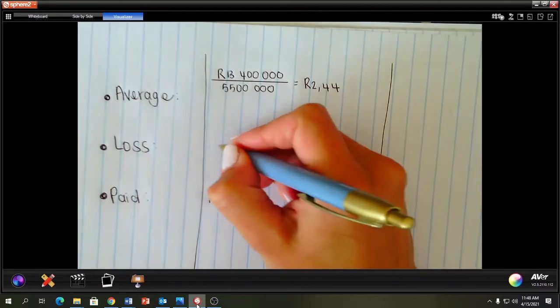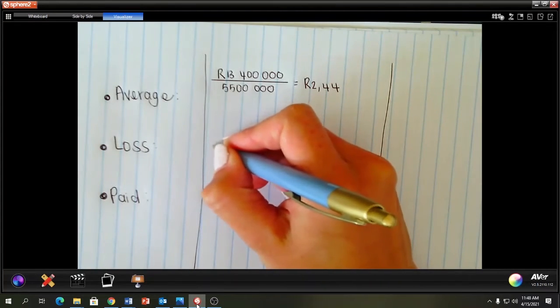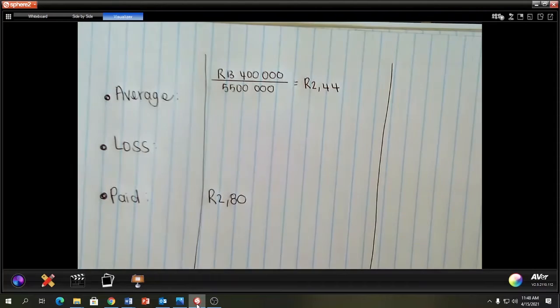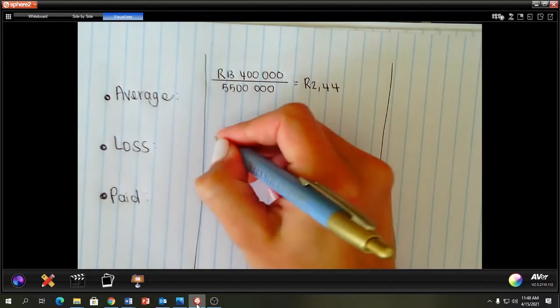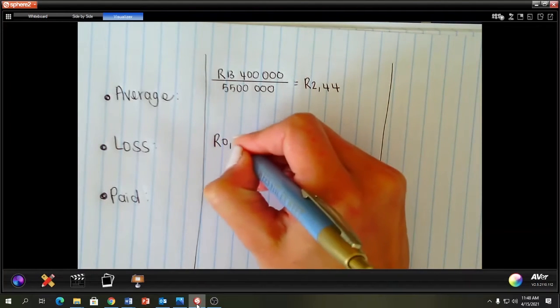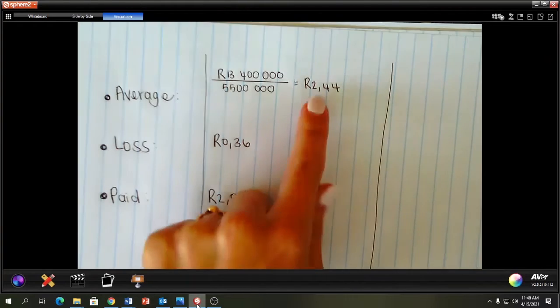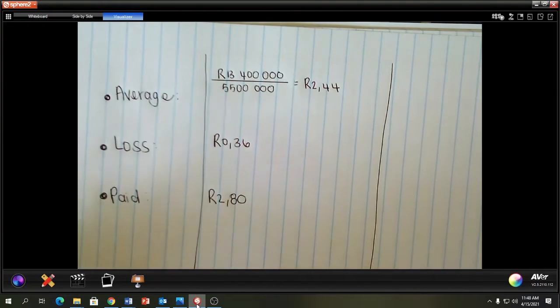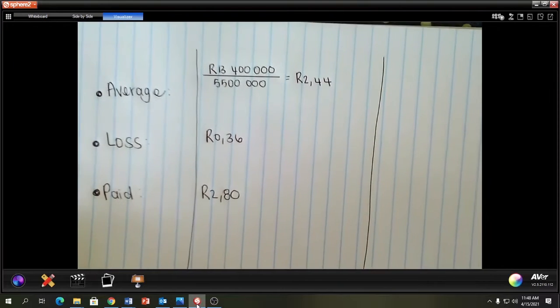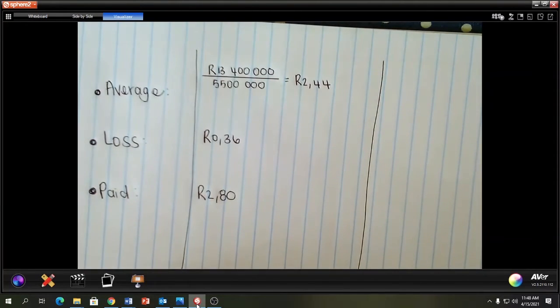Then I can work out that my loss amount will be the difference between those two, and that is minus 44.36 cents. Right, so I need the price per share. It's very important also for when we get to the income statement and the balance sheet later on.